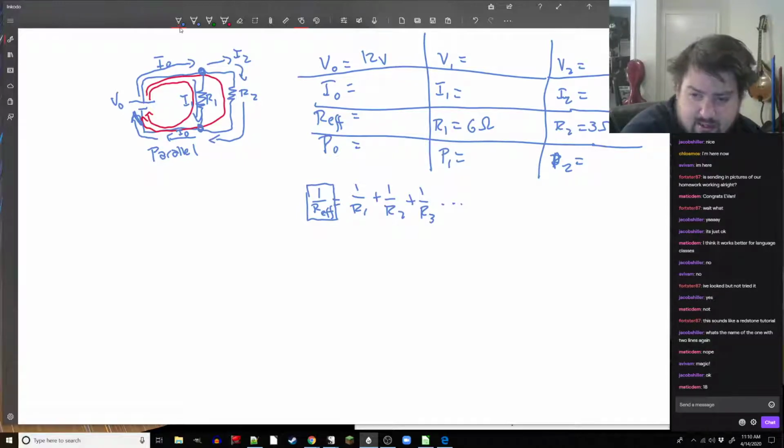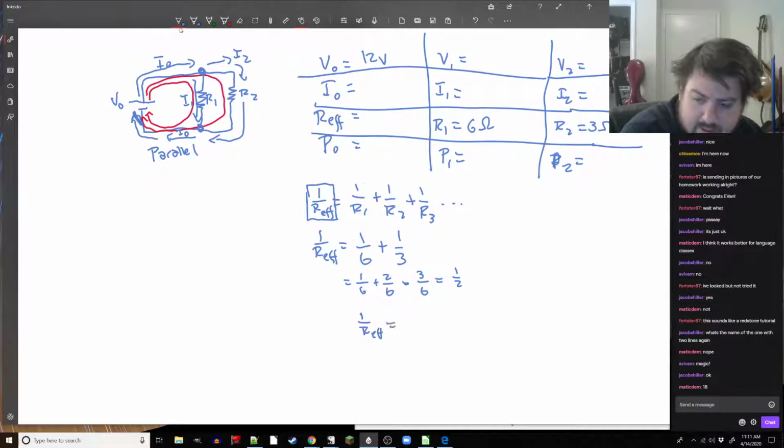So in our case here, 1 over REFF is going to be 1 over 6 plus 1 over 3. Remember, 6 and 3 are our two resistances here. So what's this? This is 1/6 plus 2/6, which is 3/6, which is really equal to 1/2. And remember, 1 over R effective is equal to that. So really this R effective is 2 ohms.